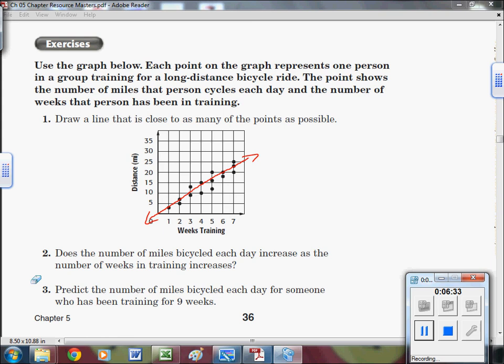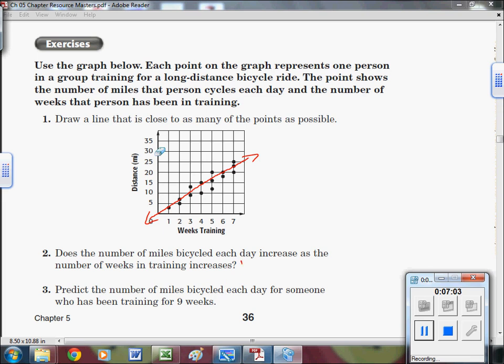Now, number 2, if you think you've got it from here, press pause, see if you can answer 2 and 3. All right, number 2 says, does the number of miles bicycled each day increase as the number of weeks in training increases? Meaning, does this amount increase as the number of weeks increases? And let's see, as weeks go up, 1 to 2 to 3 to 4 to 5 to 6, what is happening to the distance? You guys will notice, hey, it's also going up. And it goes all the way up in this graph to about 25 miles. So it is rising.